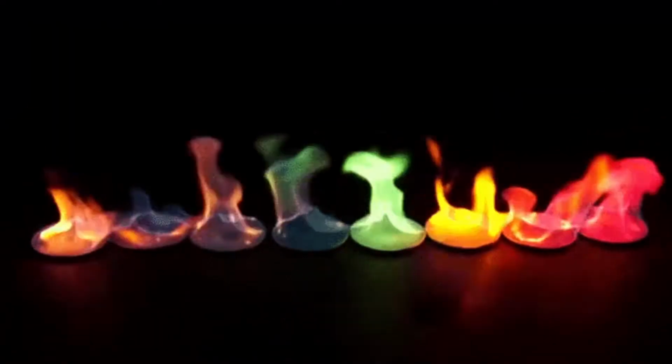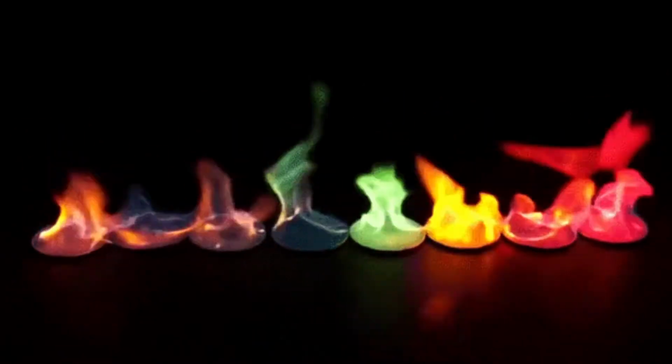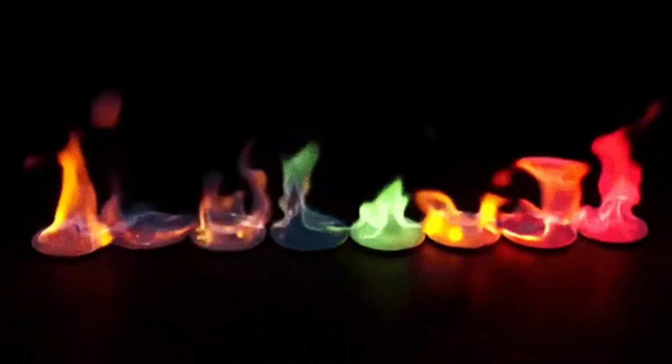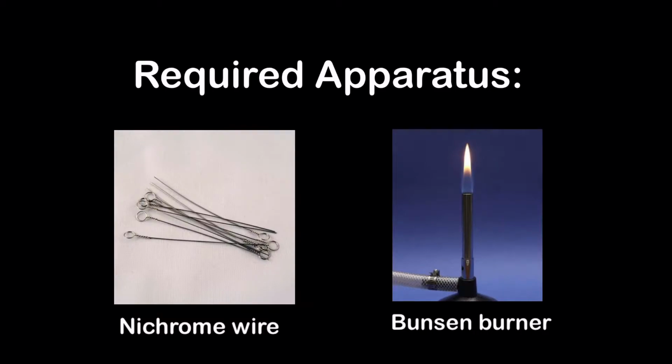Now we are ready to do the flame test. The required apparatus for this experiment is the nichrome wire and the Bunsen burner, and of course the salt or the solution of the cation. For this video, we use salt of the cations.